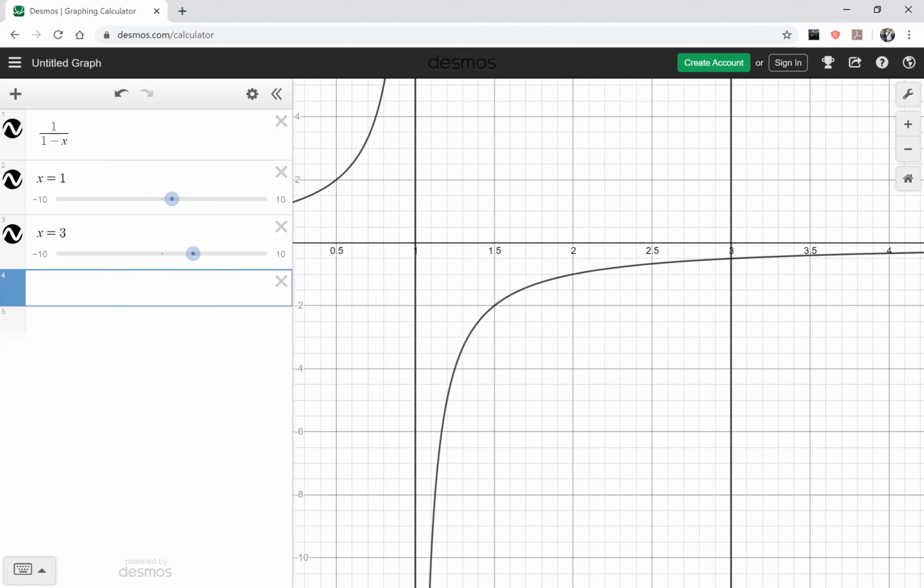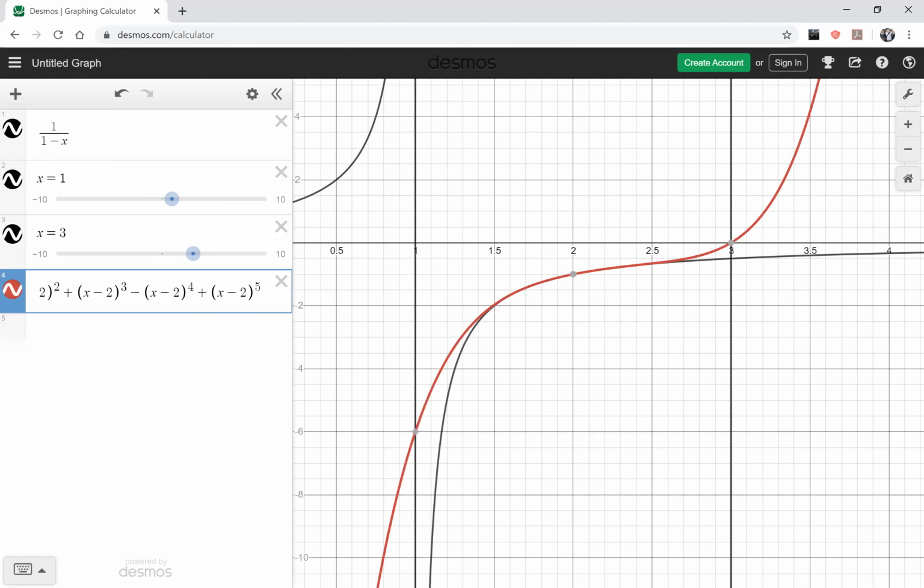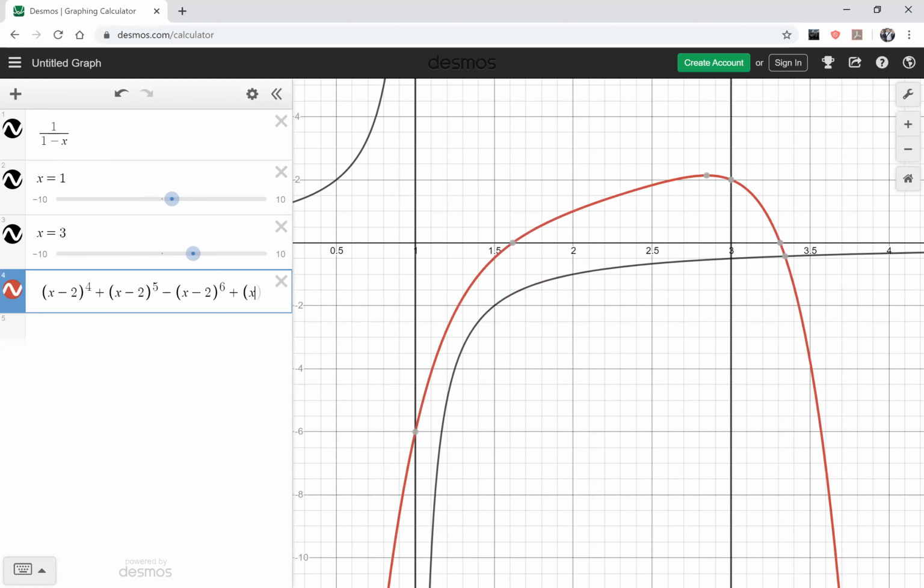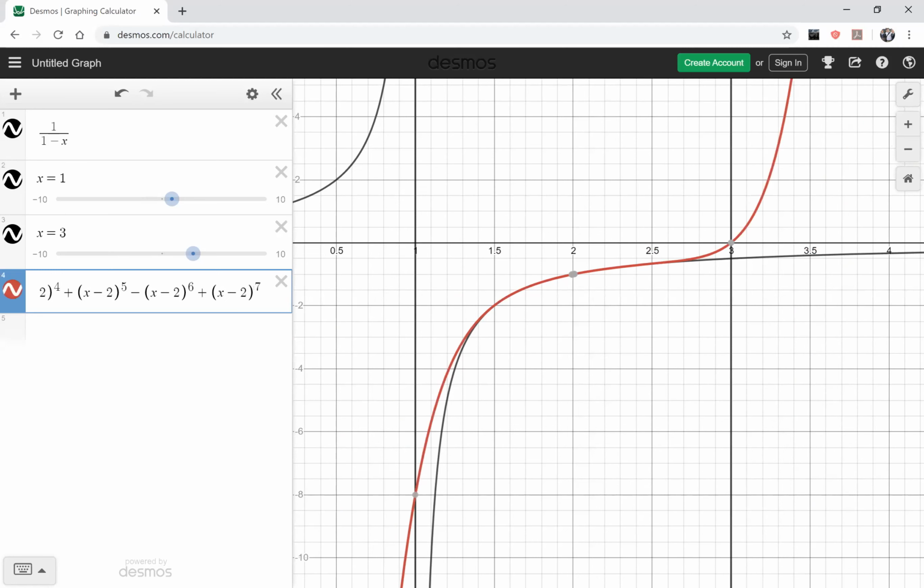And our function, we're going to expand the series from before. So it should look something like this. It starts with -1 plus (x minus 2) minus (x minus 2)^2 plus (x minus 2)^3 minus (x minus 2)^4 plus (x minus 2)^5 minus (x minus 2)^6 plus (x minus 2)^7. And what I notice is that my approximation is getting closer and closer to my function, 1 over 1 minus x, between 1 and 3, just like our series predicted.